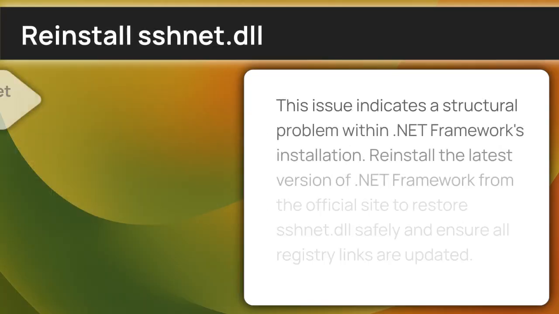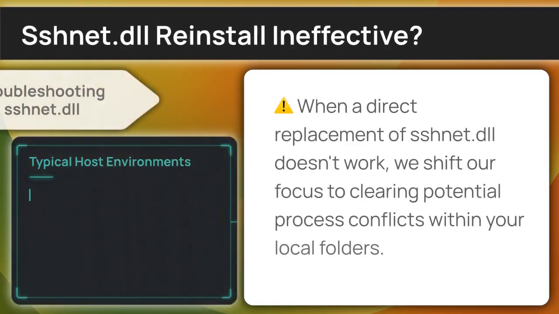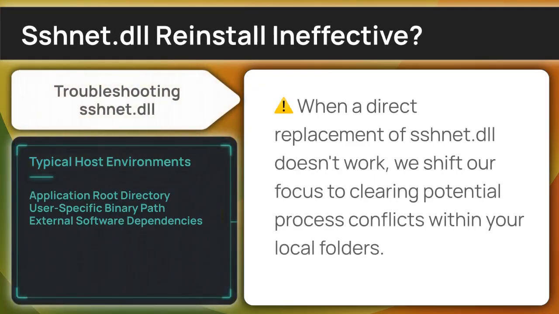This issue indicates a structural problem within the .NET Framework's installation. Reinstall the latest version of .NET Framework from the official site to restore the SSH.NET DLL safely and ensure all registry links are updated. When a standard software refresh isn't enough, we need to bypass the automated installers and look at manual system state resets.